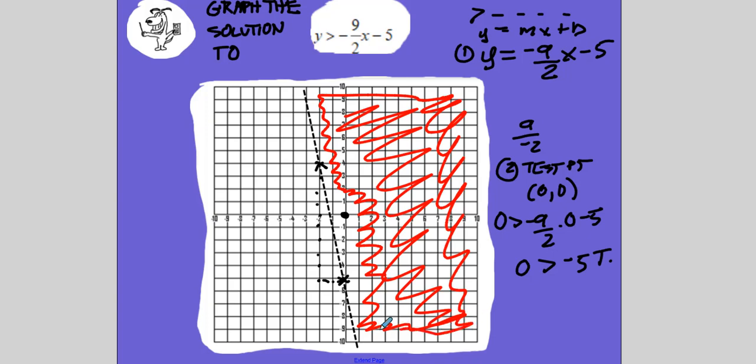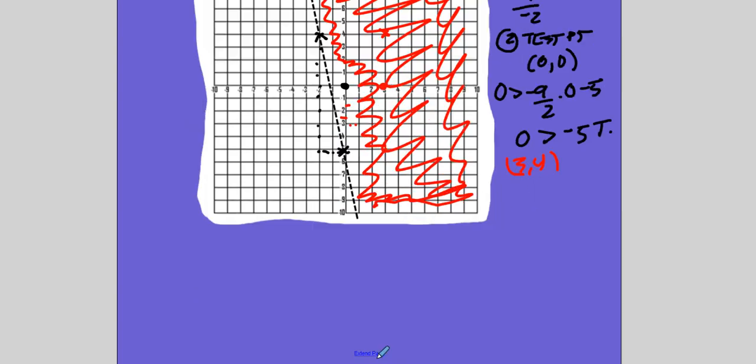It's this entire half plane, everything except that boundary line, because the boundary line is dashed. It means that is not included in the solution. So for example, a solution to this, let's take right here, 3, 4. Notice that 3, 4 will make the inequality that we started with true. So we had y greater than negative 9 halves x minus 5. If I plug this point in, because it's in the solution set, it should make it true. So y is 4.